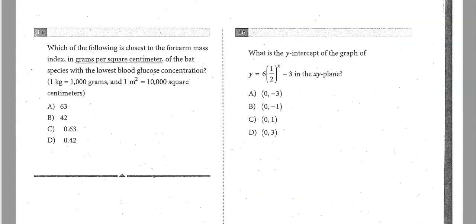All right, number 14, which of the following is closest to the forearm mass in grams per square centimeter of the bat species with the lowest blood glucose? All right, so let's go back to the chart. See who had the lowest blood glucose, and then we've got to find their forearm mass.